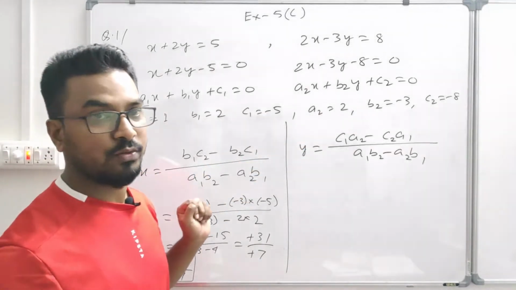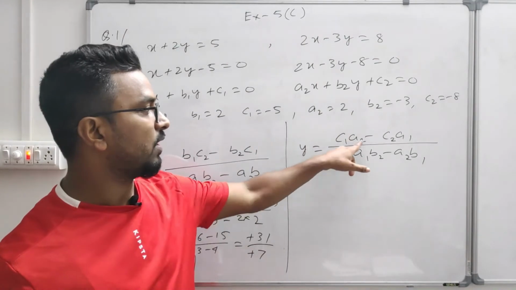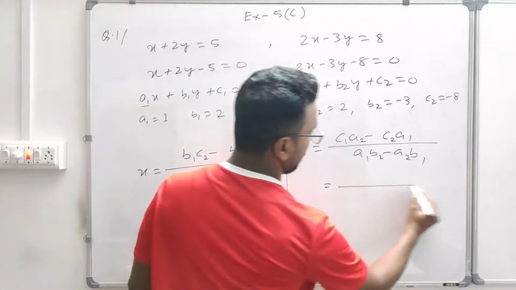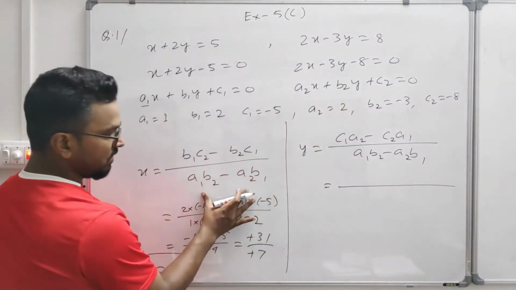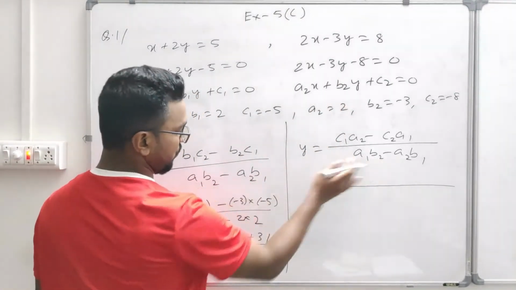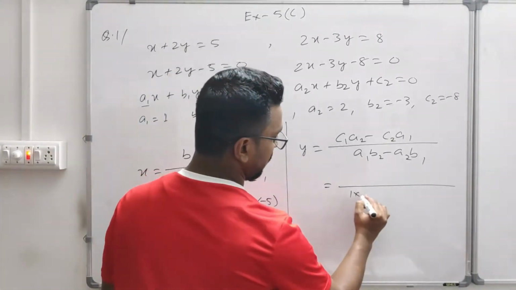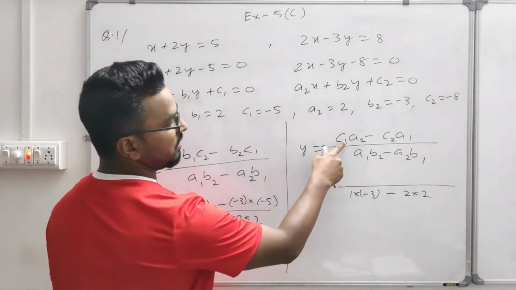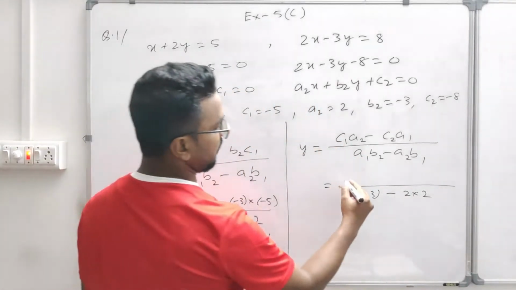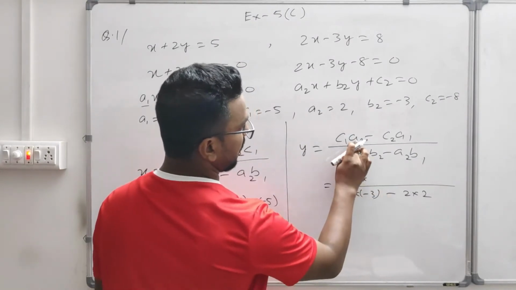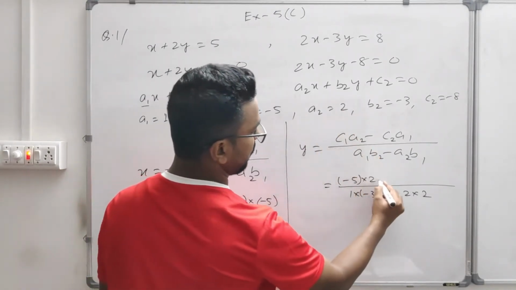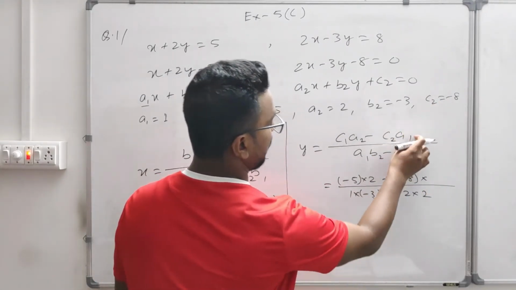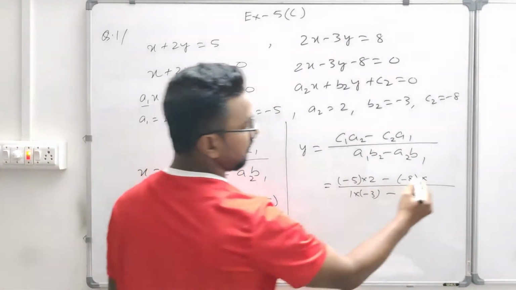Similarly for y also, you just replace the values of c1, a2, c2, a1, and you will get the value of y. Let us see. For y, the denominator is the same: 1 into minus 3 minus 2 into 2. In the numerator we see c1. What is c1? c1 is minus 5, so write minus 5 into a2. What is a2? a2 is 2, minus c2, which is minus 8, into a1. What is a1? a1 is 1.